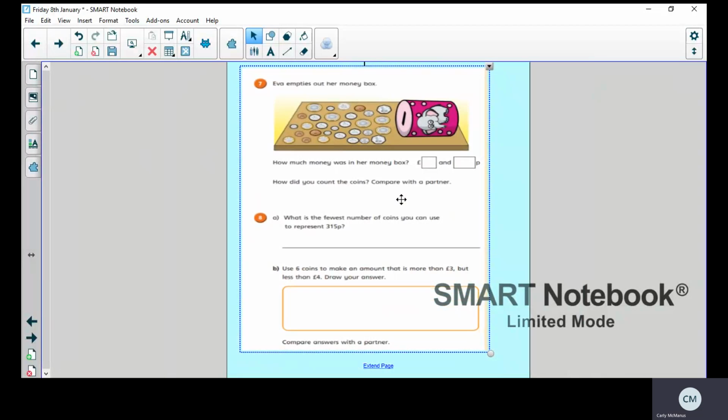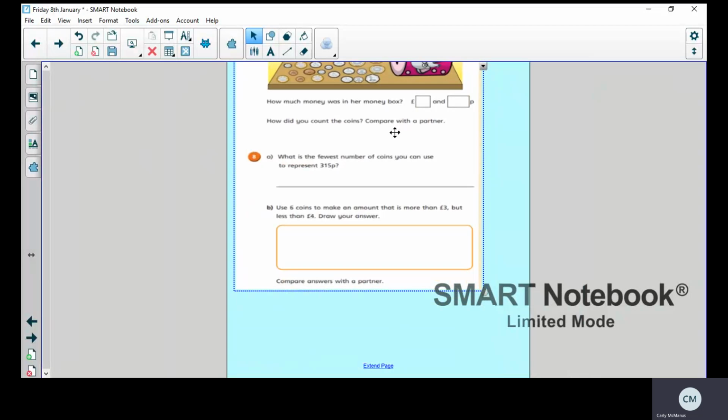And then question 8 said, what is the fewest number of coins you can use to represent 315 pence? So think about what that is in pounds. If you want to use the fewest amount of coins, you really should think about using the bigger coins to make up that amount. And then question B says use 6 coins to make an amount that is more than £3 but less than £4 and draw your answers. So you have to use 6 coins. You can use the same coin more than once if you want. No notes, more than £3 and less than £4.